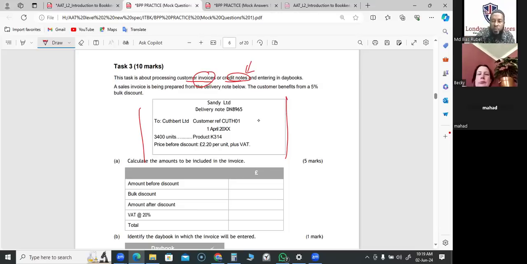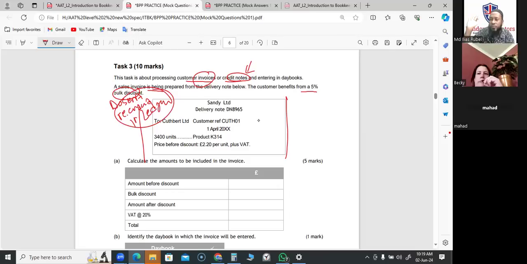Now, moving on, a sales invoice is being prepared, and the customer benefits from a 5% bulk discount. Bulk discount is a trade discount. You can write it down somewhere: bulk discount doesn't go into the ledger or accounts. What do I mean by that? It is taken off on the invoice. Later on, any discount given on money, early payment or prompt payment, for that we prepare ledger accounts.